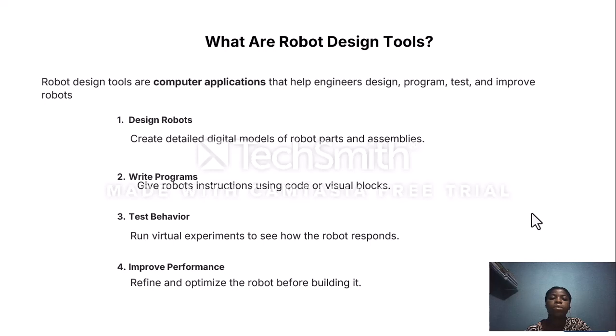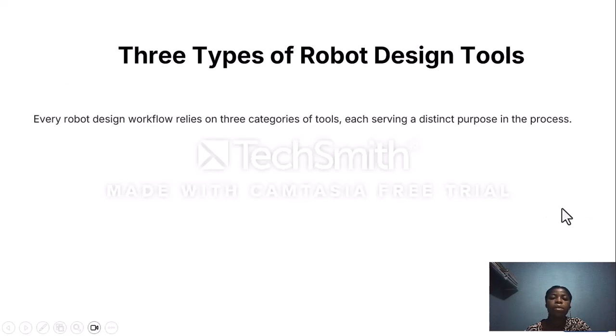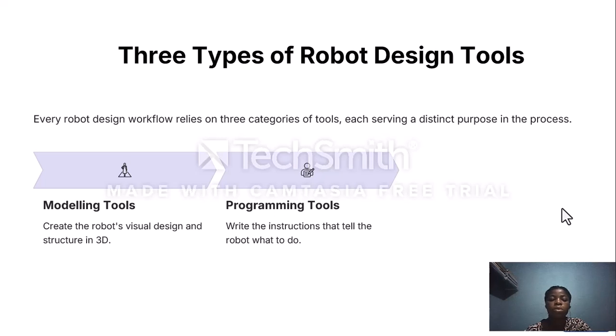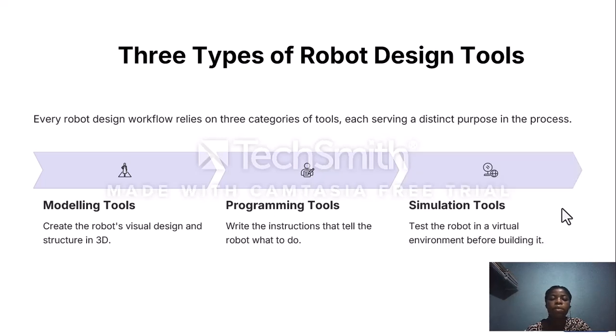Okay, so we will look at the 3 robot design tools. It is categorized into 3. The first category is modeling tools. The second one is programming tools. And the third one is simulation tools. So in the course of the lesson, we are going to cover all these three tools. We will begin with modeling tools.